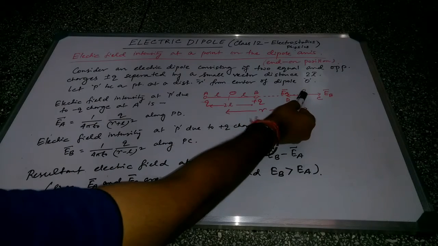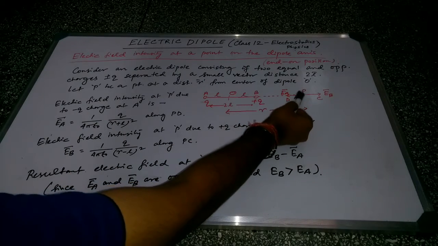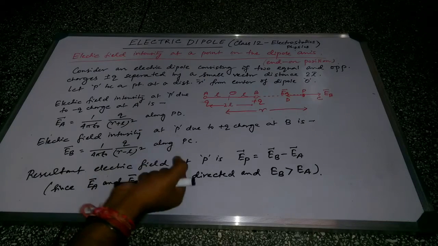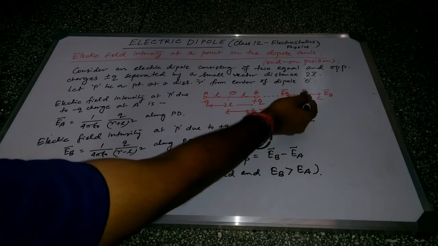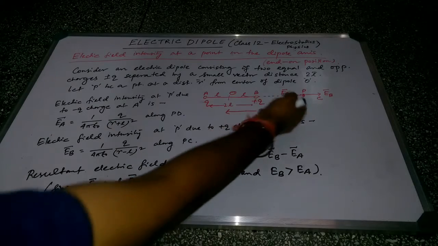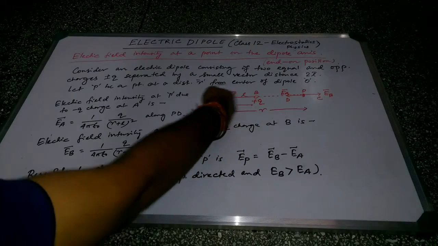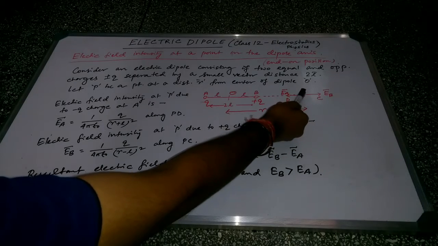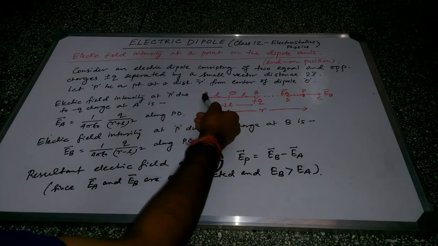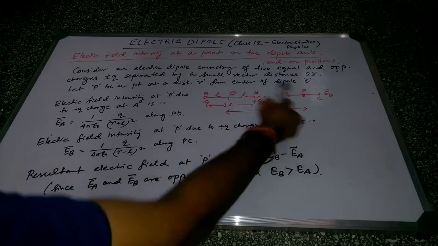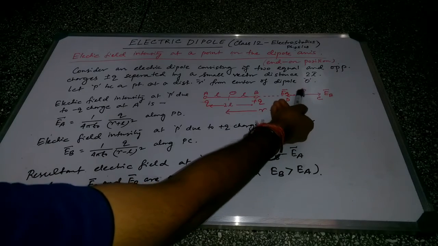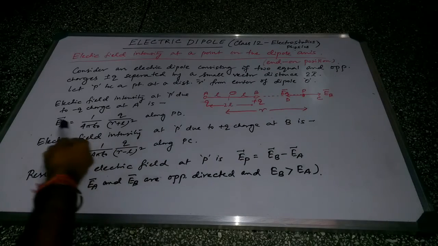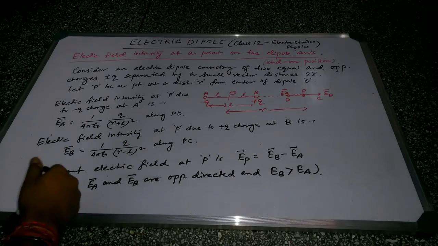As we are imagining a unit positive test charge placed at P to test the strength of this dipole. So this charge will attract this charge. These two will be attracted. Hence EA will be along this direction, along PD. So EA is along PD.